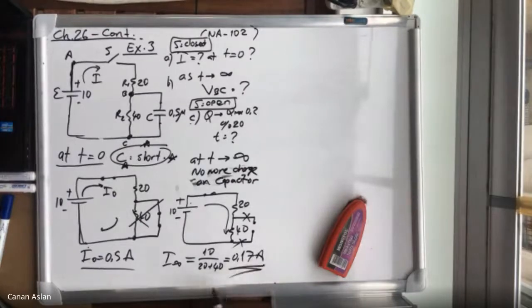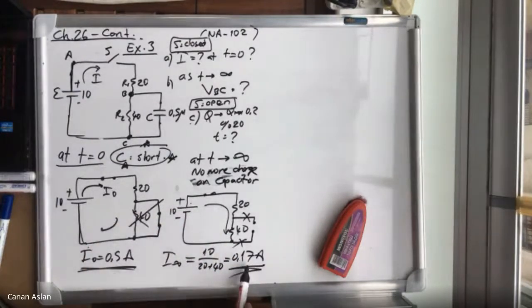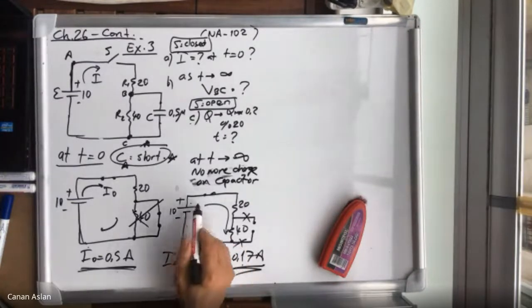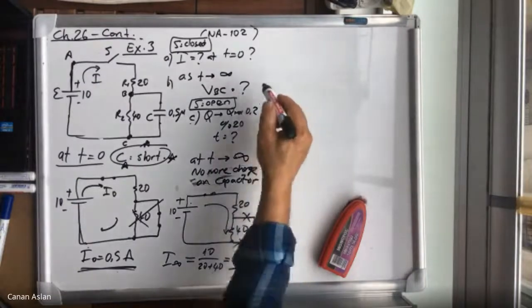So usually the initial current is high, but after some time has passed, it drops to some small value. And after this value, the current continues to flow forever. If this power supply always provides 10 volts, the current will be 0.17 amperes. It will never drop to 0. The current is not dropping to 0, but it is going down to 0.17 amperes. So the current will behave like that.